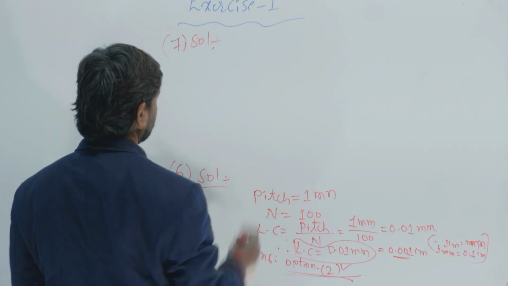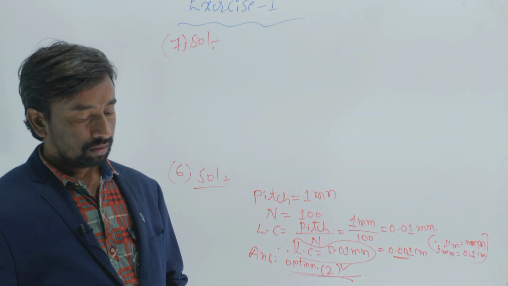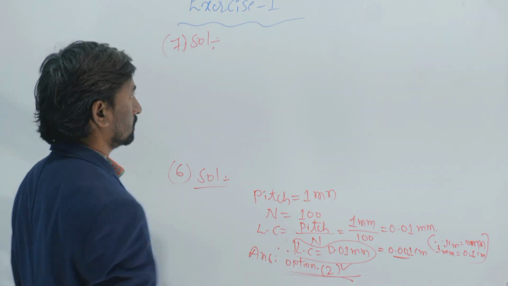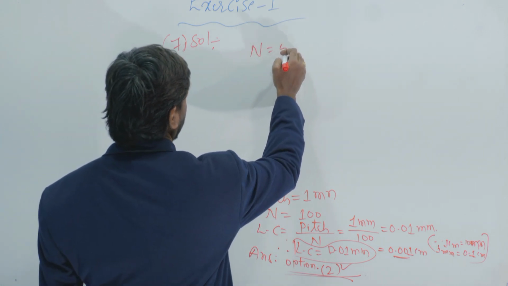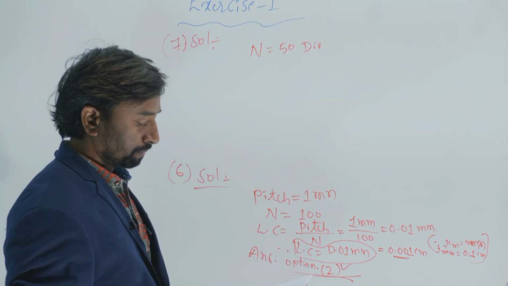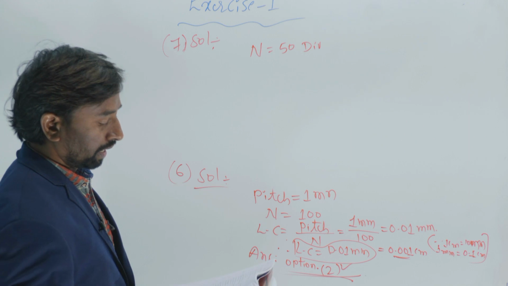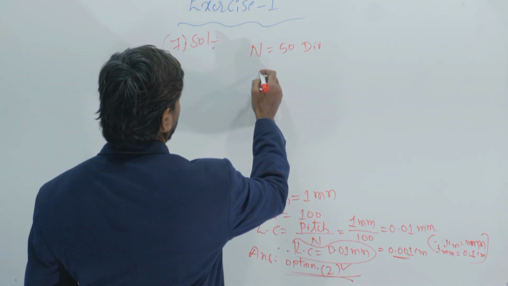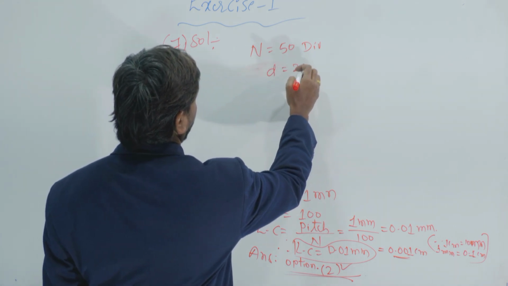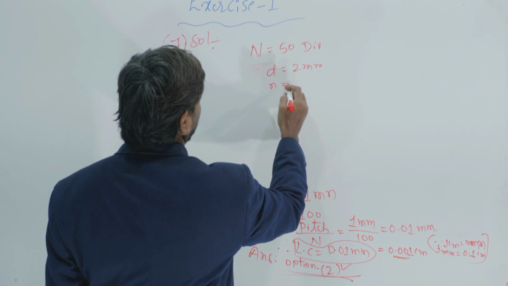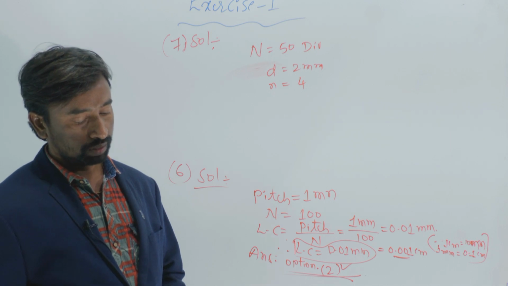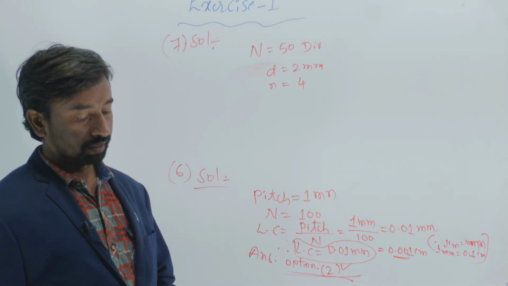Okay, seventh one. They have given that the circular scale of a screw gauge has 50 divisions. So the number of divisions is 50, and its spindle moved by 2 millimeters. So the distance moved by the spindle on the sleeve is 2 mm, and the number of complete rotations is 4. For 4 rotations, it has moved 2 mm on the sleeve.